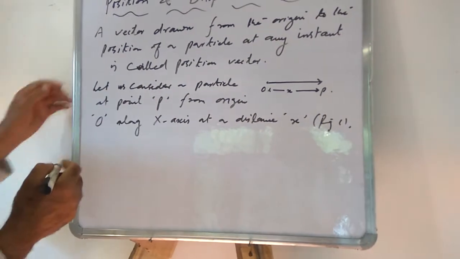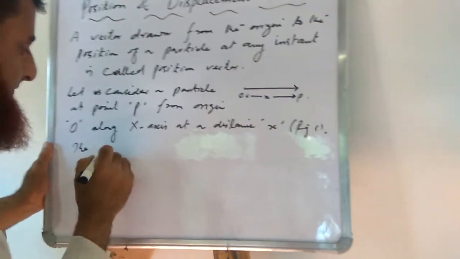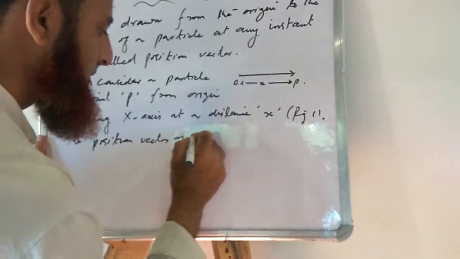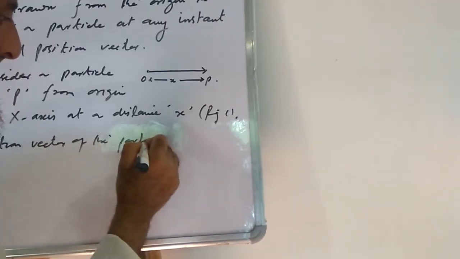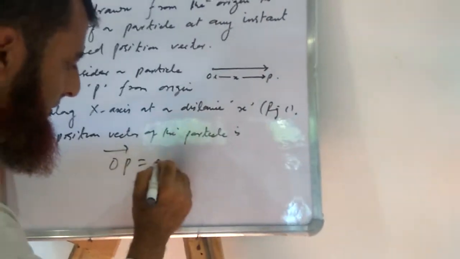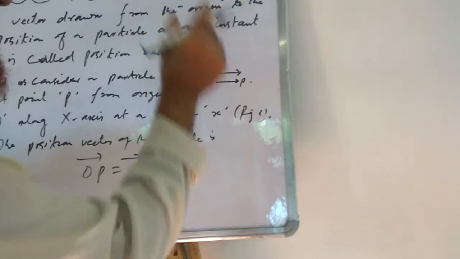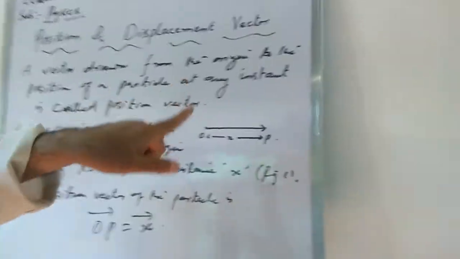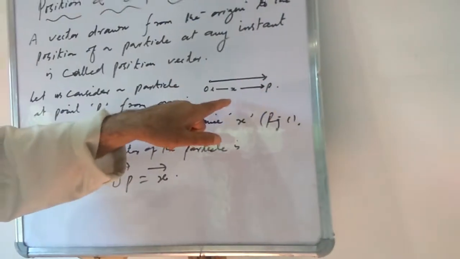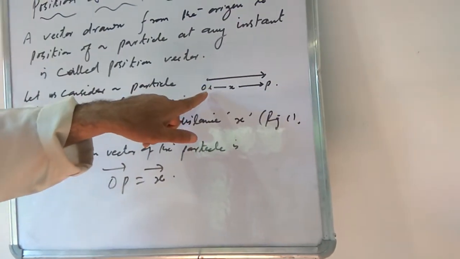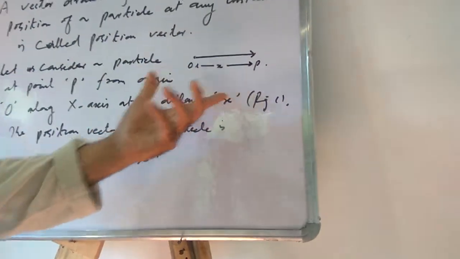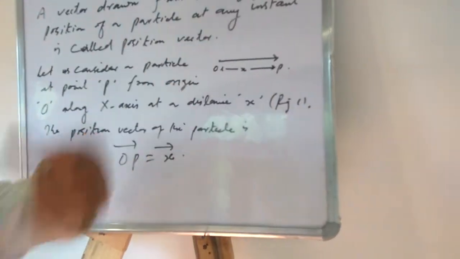Then the position vector OP is equal to x. This is the position vector. That means a vector drawn from the origin to the position of a particle at any instant is the position vector. Here we have considered a particle at a point P, distance x from the origin O. So how much is the position vector? Position vector is OP, that is equal to x.